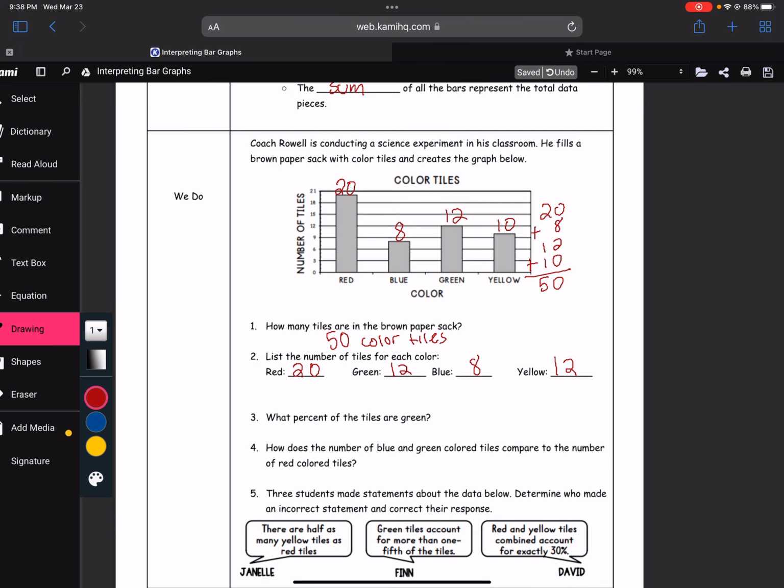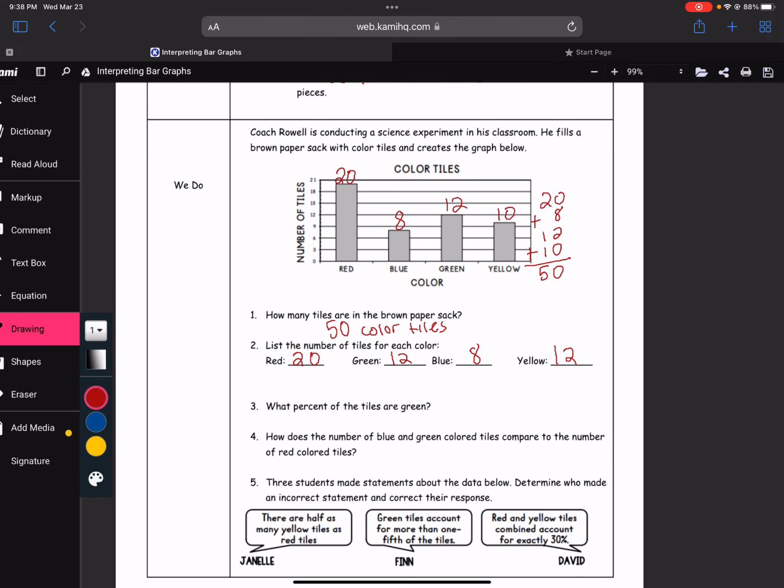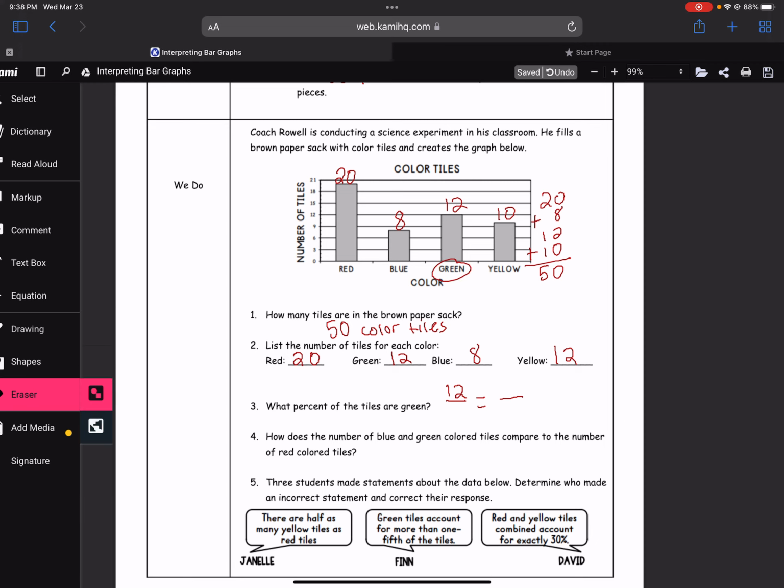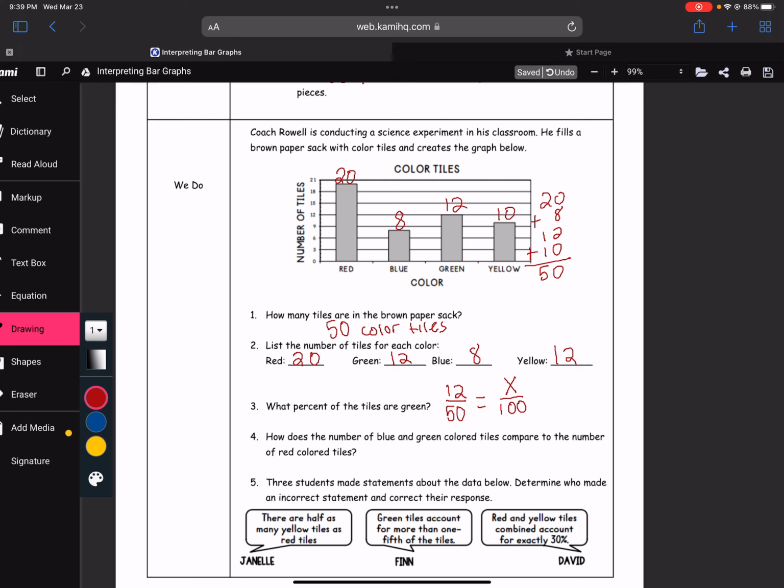So now we look at number 3. What percent of tiles are green? For this one, we're going to set up a proportion, and we're going to do part and whole. So we're going to start by setting it up here, like so. We'll have 12 green tiles, right, because we have 12 green tiles up here, and then we have 50 total tiles equals, we're looking for the percent, so that's going to be our x, over our 100.